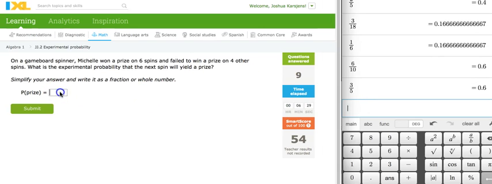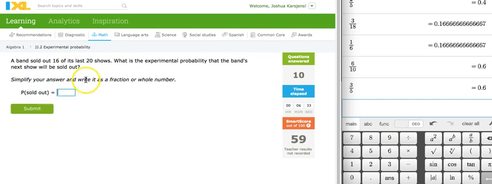There you go. So let's see here. I should get this one right. 3 out of 5. Boom. There we go. Okay, so be careful. They don't always just give you the numbers to divide. Sometimes they give you the numbers of the wins and the losses. Make sure you always divide by the total.